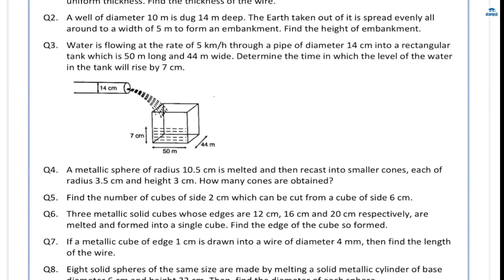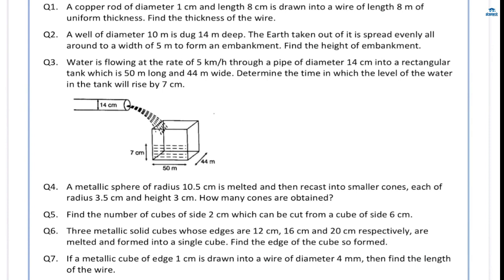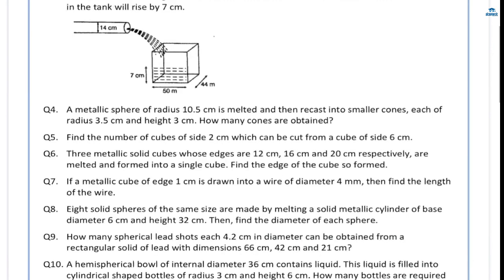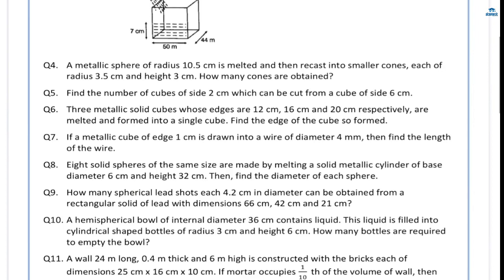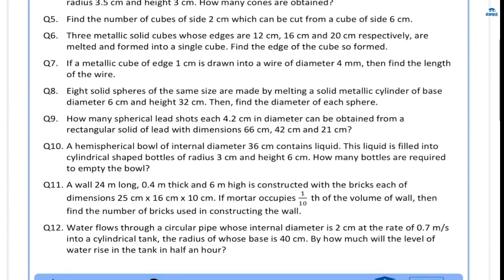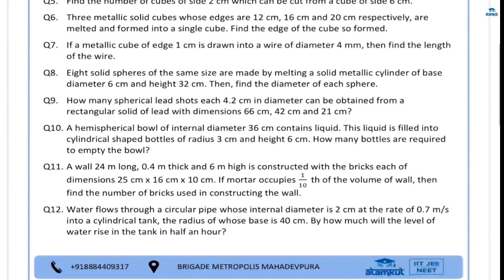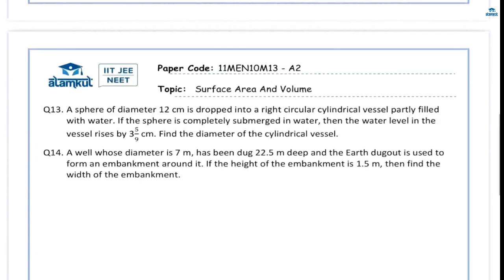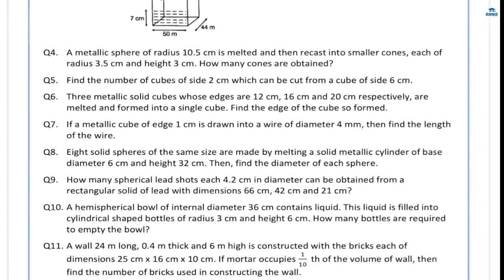See, the starting questions we discussed in class yesterday. Till question number 5 or 6 we have discussed already. Yes or no? If a metallic tube of 1 centimeter is drawn to a wire of 4 mm, then find the length of the wire. I think this one is also done, till the 8th or so. Okay, so you can do the starting ones and the rest we will discuss. Whatever problem you face, we'll discuss it. You can do some today and some on Monday.